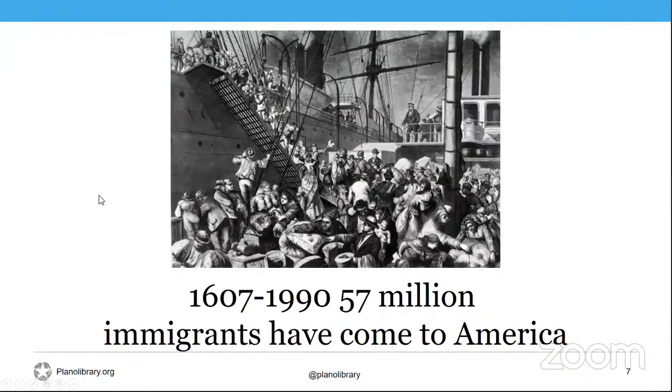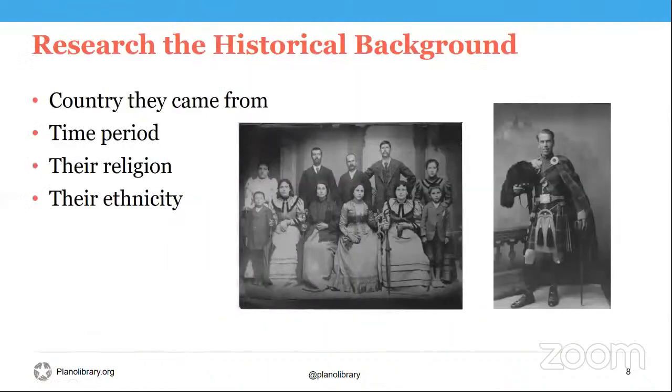Just a note, from 1607 to 1990, there were 57 million immigrants coming to America. That's quite a few. And we know with records that probably maybe 10 million of those, or 20%, were never recorded or were lost in being recorded. So that's not fun. I seem to always find that it's the person I'm researching that's missing off of those records.